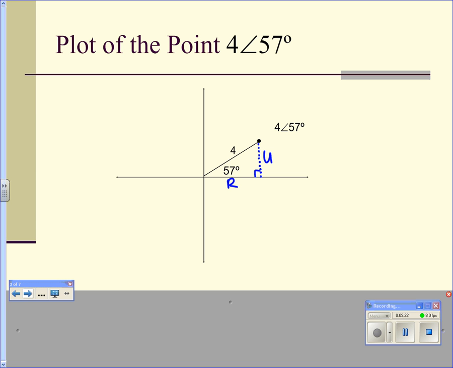How can we figure out the R and the U? Any ideas? Sine, cosine, and tangent. So for R, would you use sine or cosine or tangent? Okay, cosine of 57 degrees would be what? So what would R equal? Okay, figure out what that decimal is. Round to the hundredths place on these. It never actually tells you to round, but that's where you want to round.